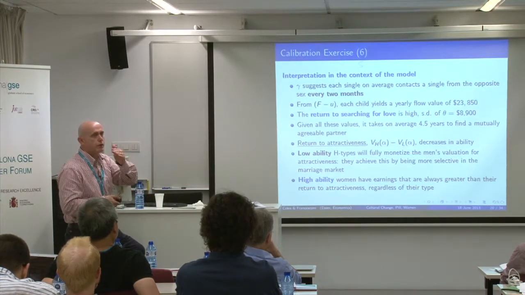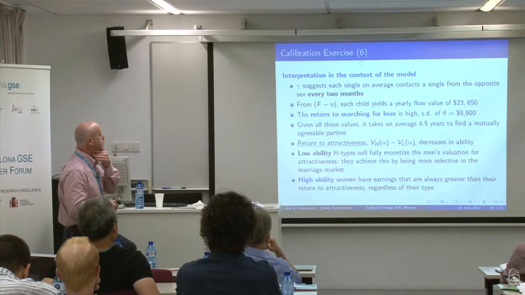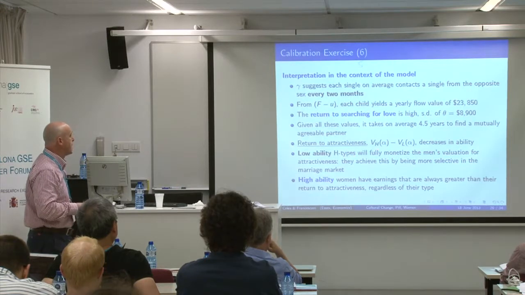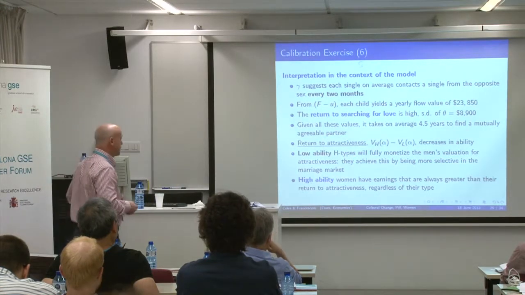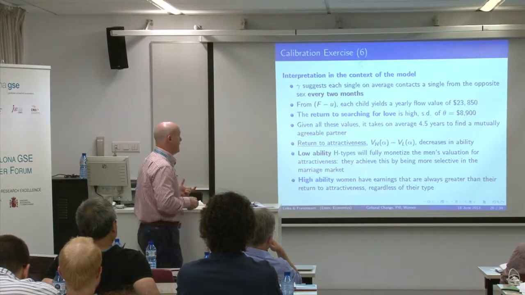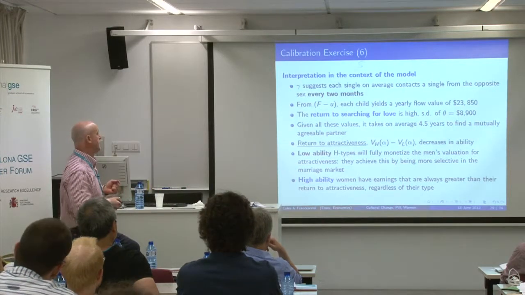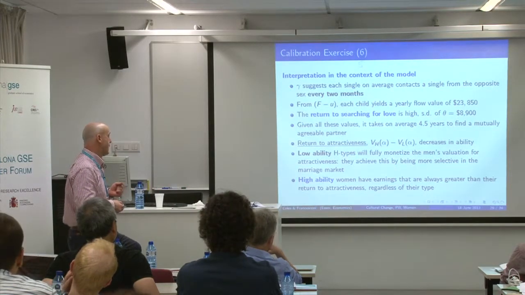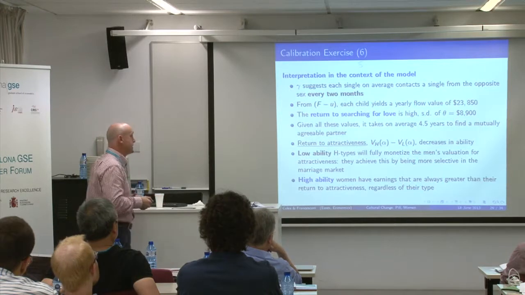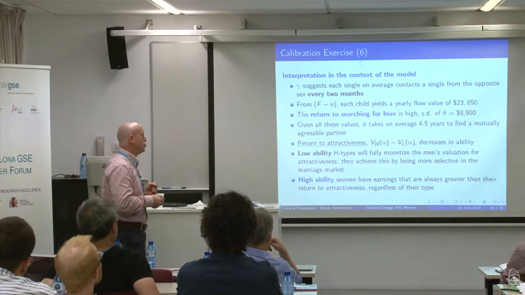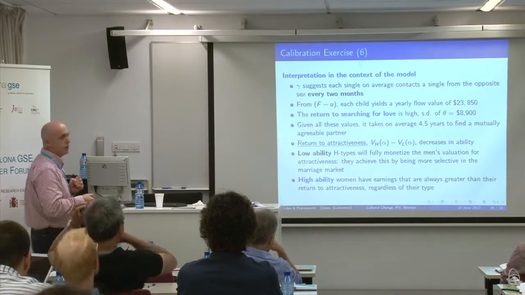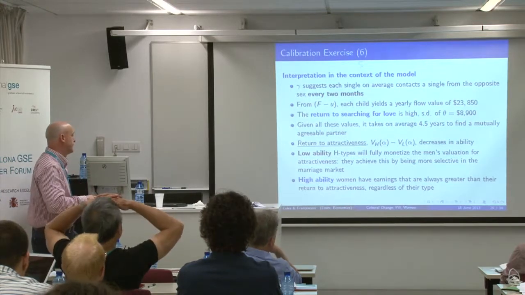And here we are. I think we go back to some of Joran's point. Low ability women who are high attractiveness types fully monetize the man's valuation for attractiveness, in the sense that they can achieve this by becoming more selective in the marriage market. High ability women, regardless of their attractiveness, will always have an incentive to invest in education, because their earnings will have greater returns than the returns to attractiveness.